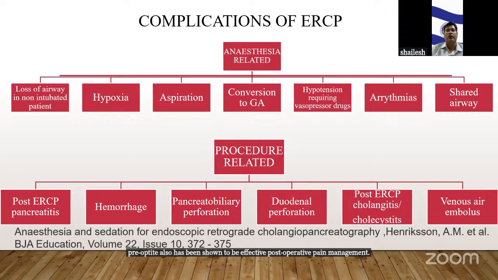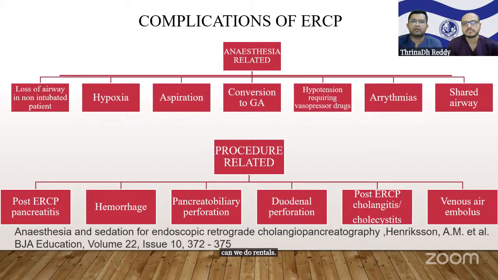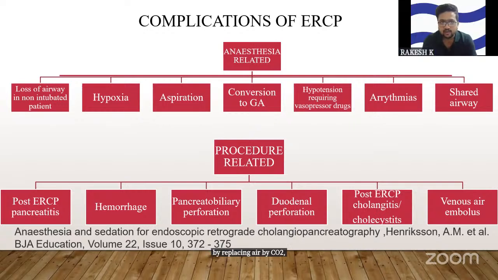Okay. So venous air embolism, you have written as a complication. So can it be prevented? It can be prevented, sir. How can we prevent this? By replacing air with CO2. If you replace air by CO2, embolism will be prevented. Okay, few centers earlier were using air. Now most of them are using CO2. By that way we can prevent air embolism. Is that okay? Yes. Okay.